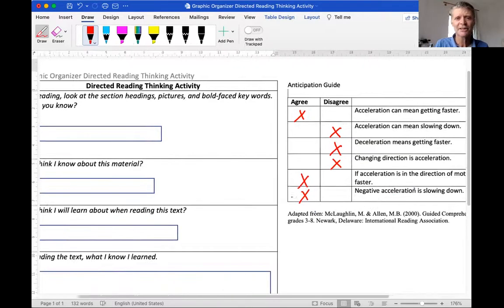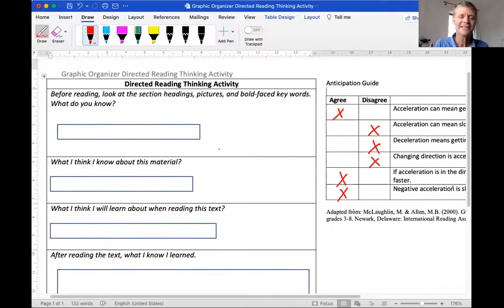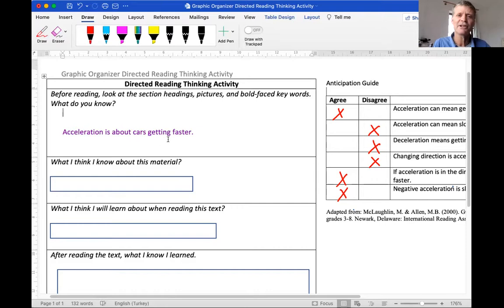So let's go back using some of these anticipatory questions. Before reading, look at the section headings, pictures, and boldface keywords. What do you know? Well, when students look at this, they're going to say, I know acceleration is about cars getting faster. So they would write this down. Acceleration is about cars getting faster. Okay, that might be what they think. Now, again, this is a student writing these things. What do you think you know about this material? Well, that might be a little more difficult.